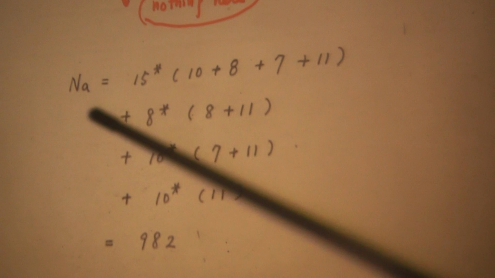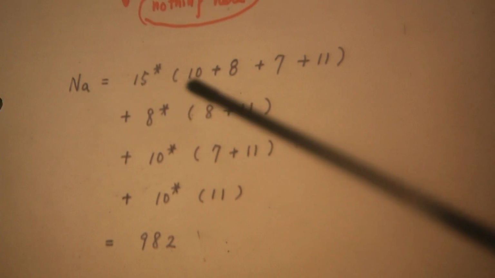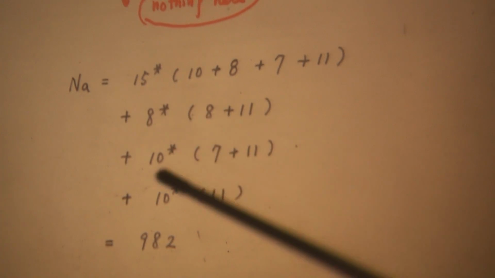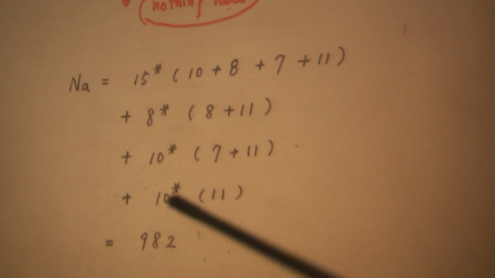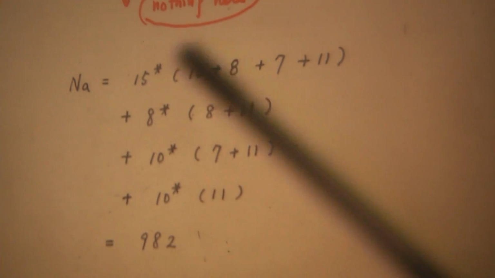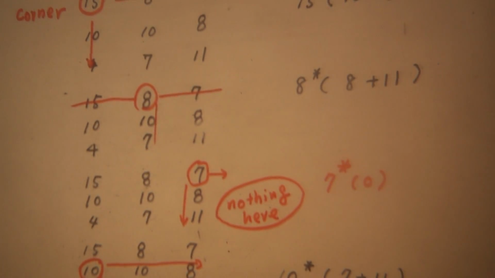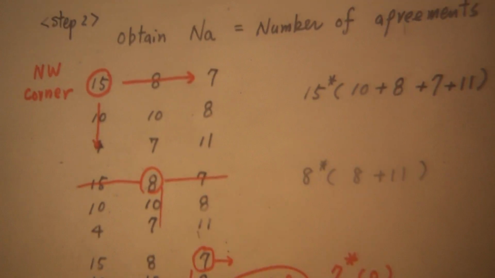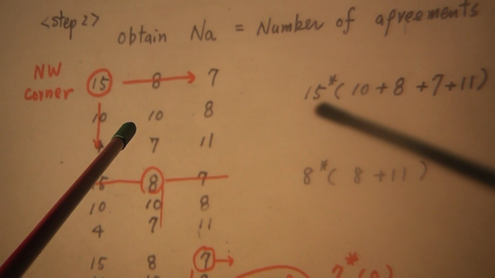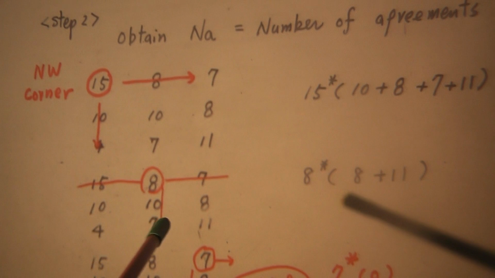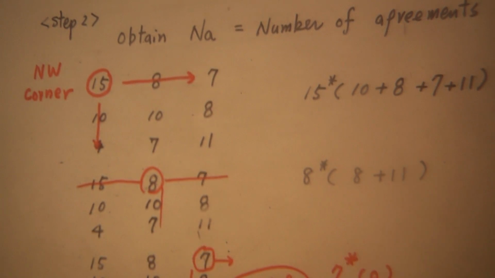What is NA? Look at here. NA is 15 times 10 plus 8 plus 7 plus 11, plus 8 times 7 plus 11, plus 10 times 7 plus 11, plus 10 times 11. And that's 982. Okay? So let's look at this one very quickly. We add 15 times 10 plus 8 plus 7 plus 11. And the second one begins with 8 times 7 plus 11. And jump to 10 times 7 plus 11.